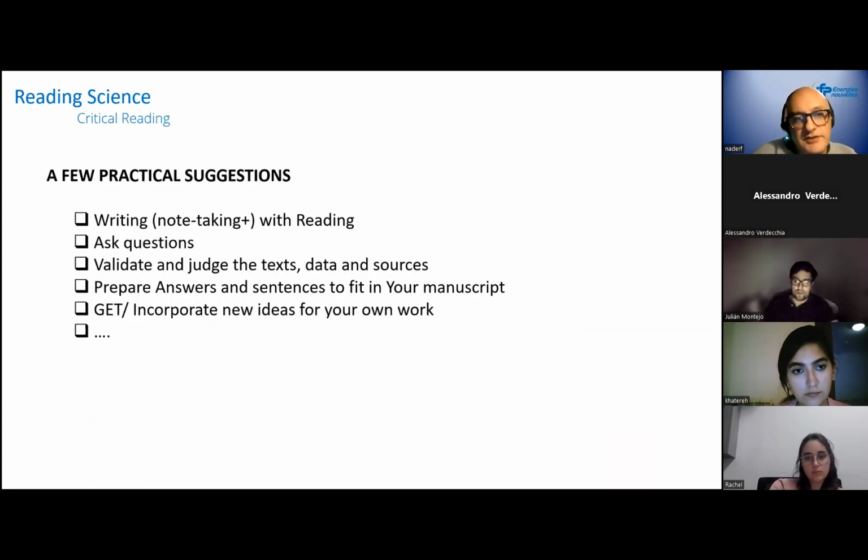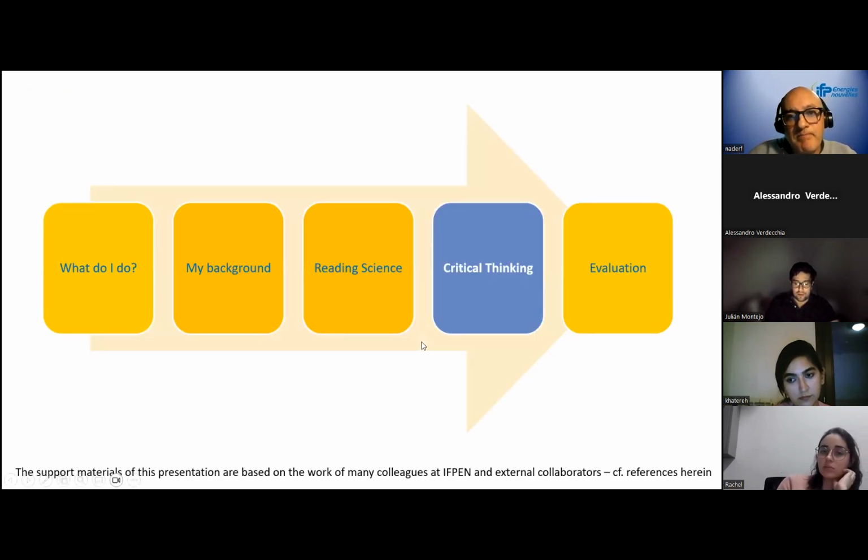So a few practical suggestions here: writing, note taking with reading. You cannot read if you don't take notes. Maybe some people have the gift of memorizing what they have in mind, but writing is always important. Ask questions, validate and judge the text, prepare answers and sentences to fit in your manuscript so that you don't lose time, and incorporate the new ideas in your work.